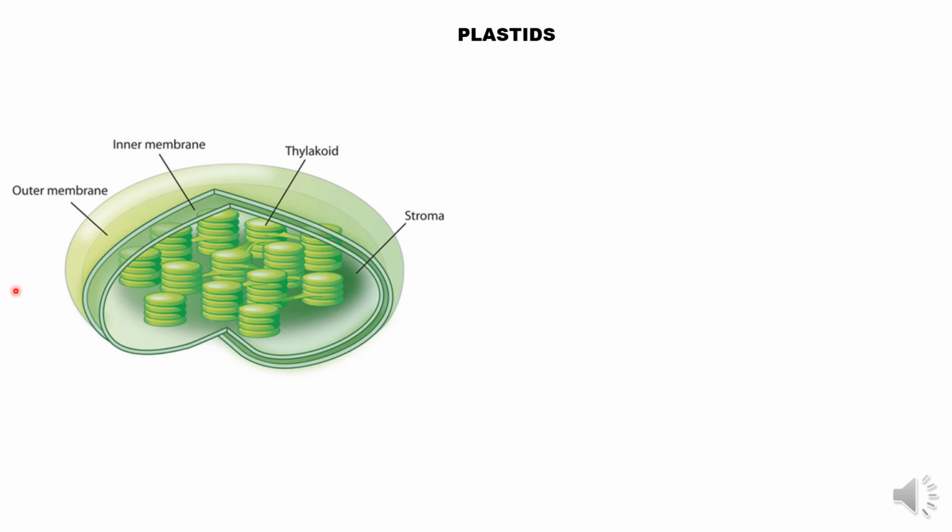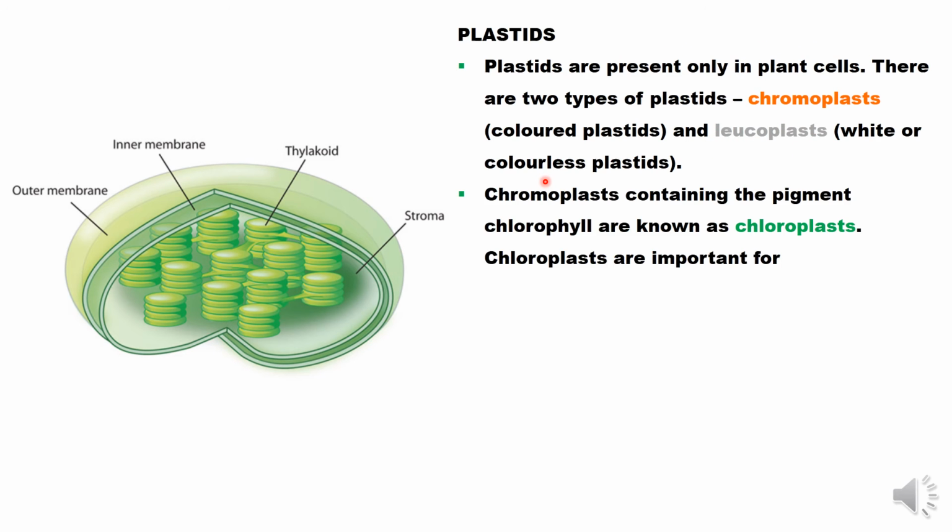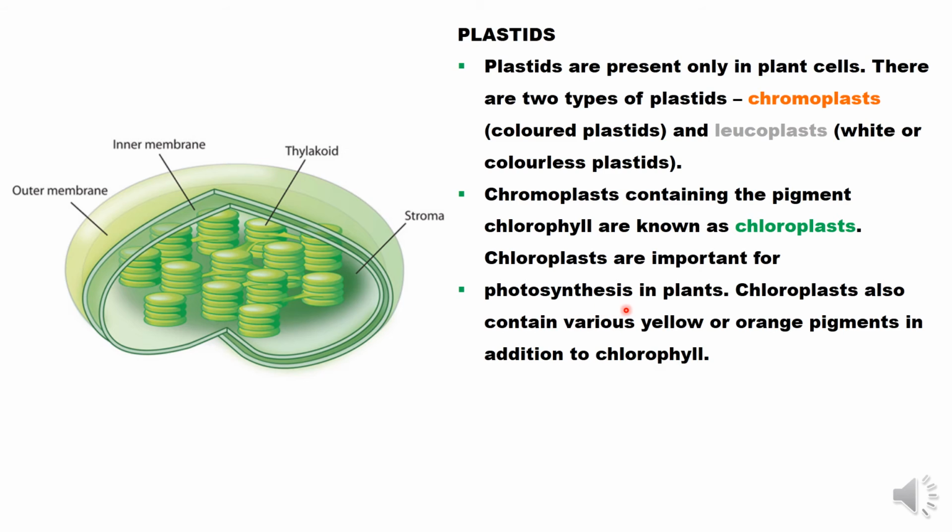Before I go into the detail of this structure, which is the chloroplast, let us talk about plastids in general. Plastids are present only in plant cells, as I have just said, and there are two broad categories: chromoplasts, the colorful ones, and leucoplasts, the colorless plastids. Chromoplasts, according to the pigment that they contain, can be further categorized into two categories. Those which contain chlorophyll, a green pigment, are known as chloroplasts. And chloroplasts are important for photosynthesis in plants.